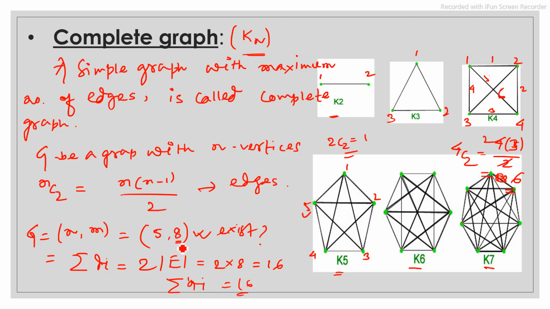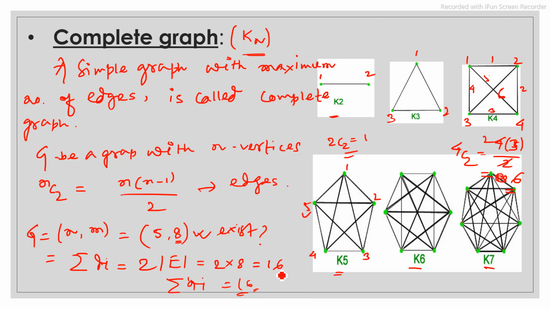The number of vertices is 5. Okay, the graph exists. The total number of degrees is 16, the number of vertices is 5, and the total number of edges is 8. The degrees of all the vertices add up to 16. Now tell me, this graph exists, but this is not a three regular graph.